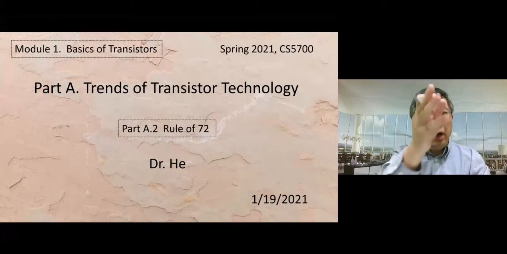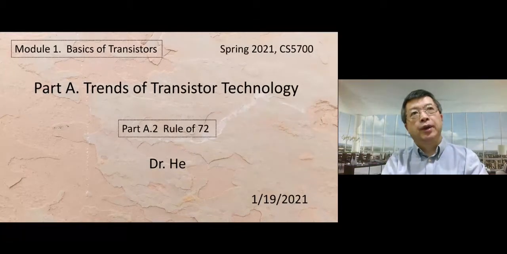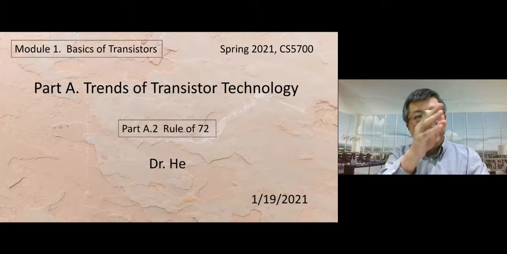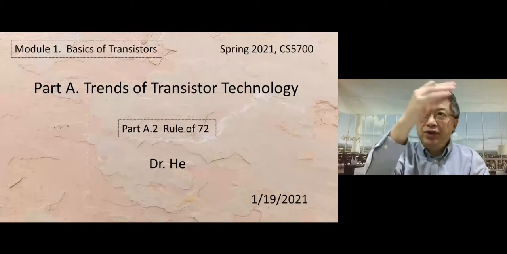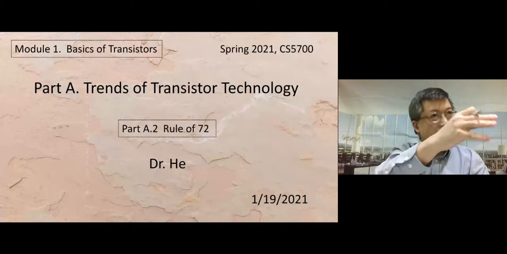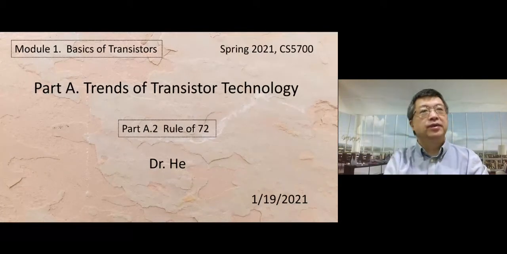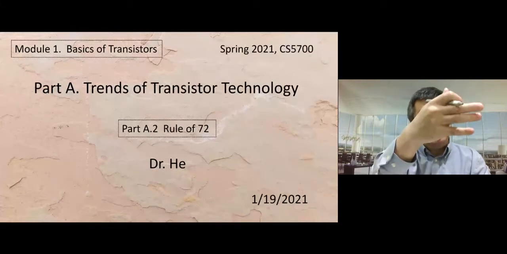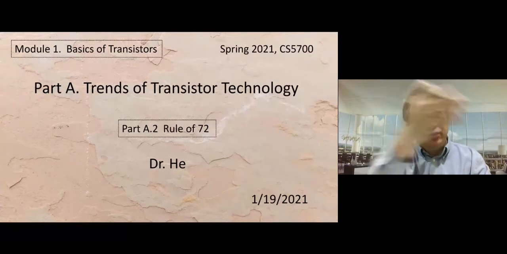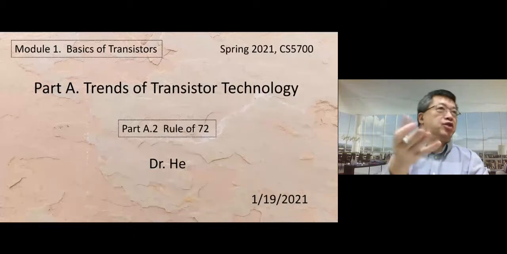8.2 Rule of 72. When we want to calculate the increasing rate of something, there is a very useful method called the Rule of 72. So in this video, I want to explain the background and this rule, why we have this rule.